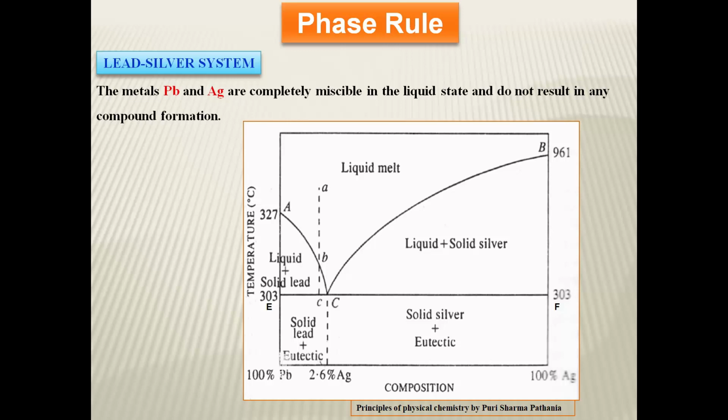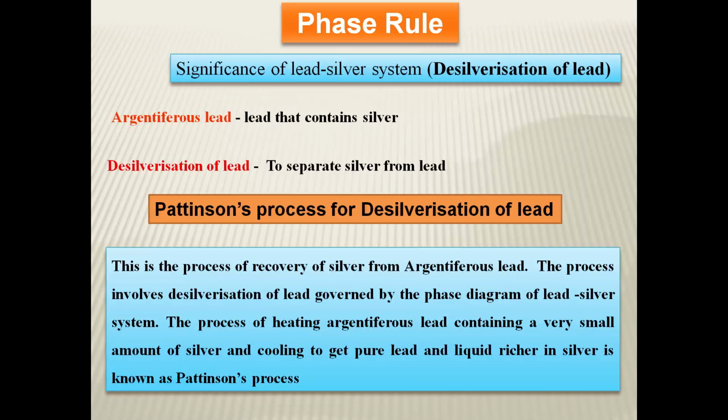No doubt I will be taking up the curves, the number of phases along the curves and in areas, and the calculation of degrees of freedom in this diagram also, but I'll take that up later as a revision. The main focus of this video will be how the phase diagram of this lead silver system is applied for the desilverization of lead in the Pattinson's process. So let's see how the process of desilverization actually takes place.